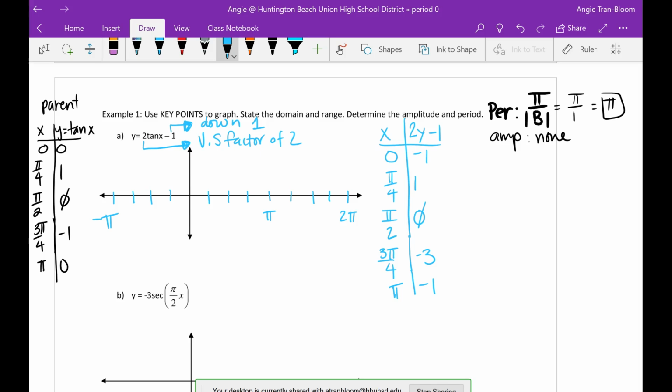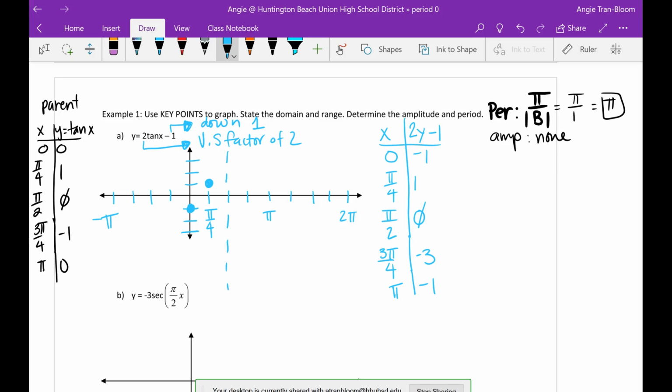One tick mark is worth how much for this equation? Pi over 4. You're right. Okay, here we go. I'm just going to make 1, 2, 3 up, 1, 2, 3 down. Okay. At 0, I'm going to plot a dot at where? -1. So go down to -1. Remember, we translated down 1 unit, so the center is no longer at the x-axis. Pi over 4, I'm going to go up 1. Pi over 2, what am I doing at pi over 2? An asymptote, you're right. Okay.